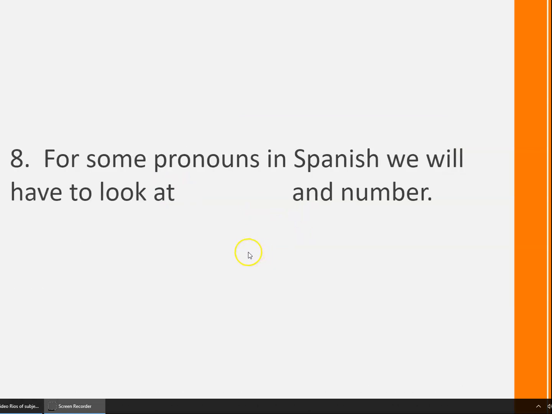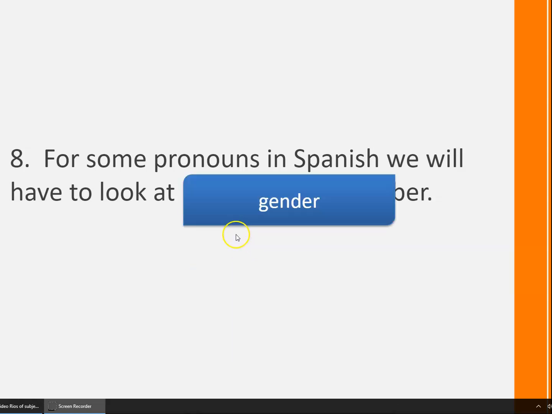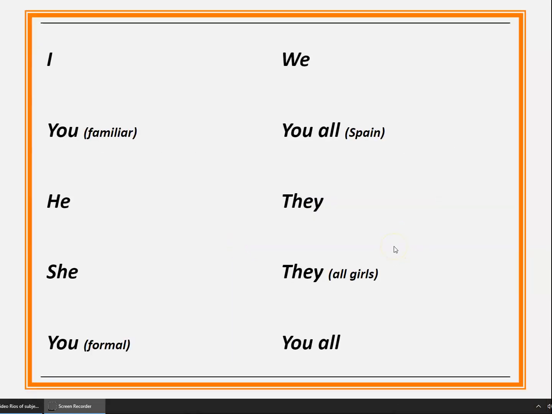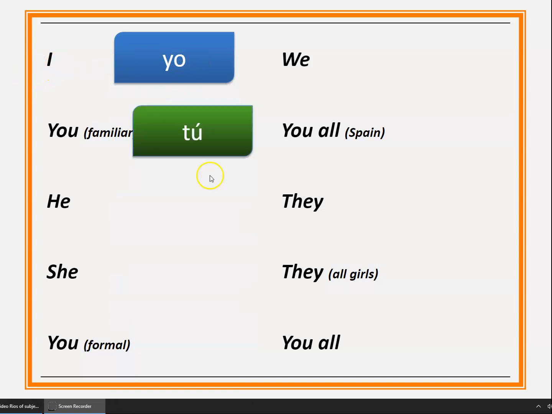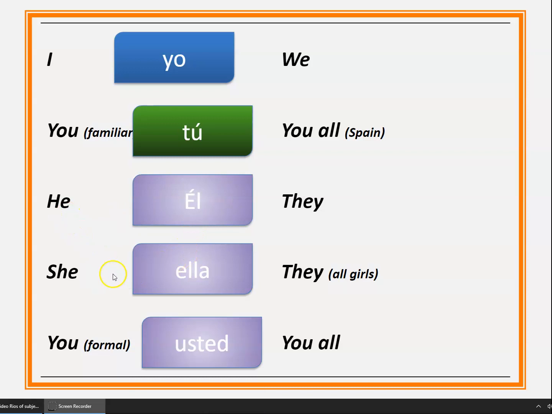For some pronouns in Spanish, we will have to look at the gender and the number. You have I, which means yo; you, which means tú, and sometimes you see an F, which means that it is not formal. Then he is él, then she is ella, and then you formal is usted.